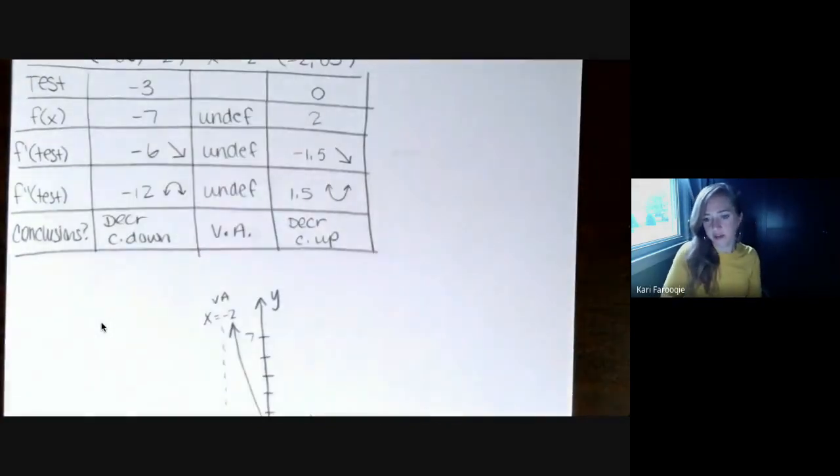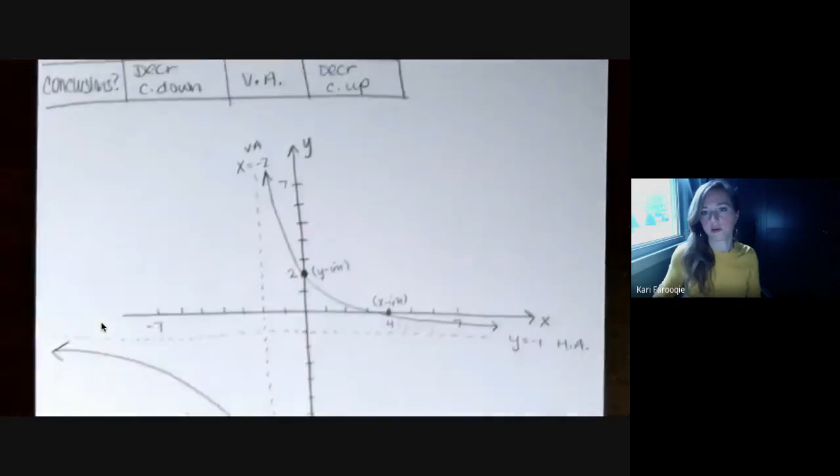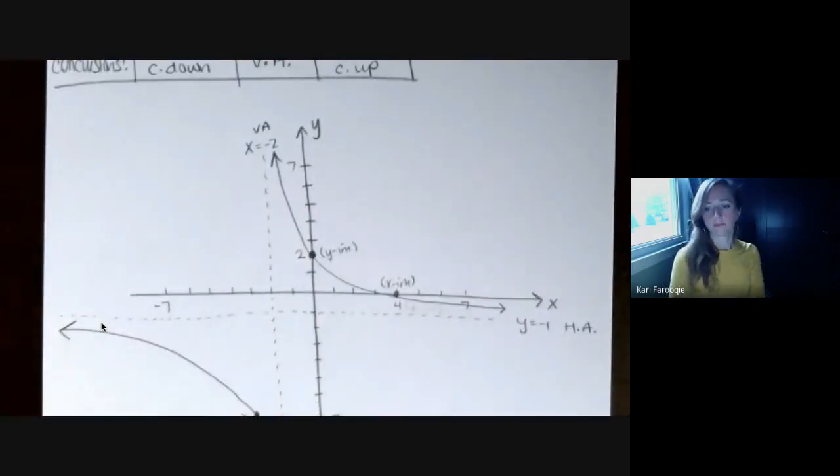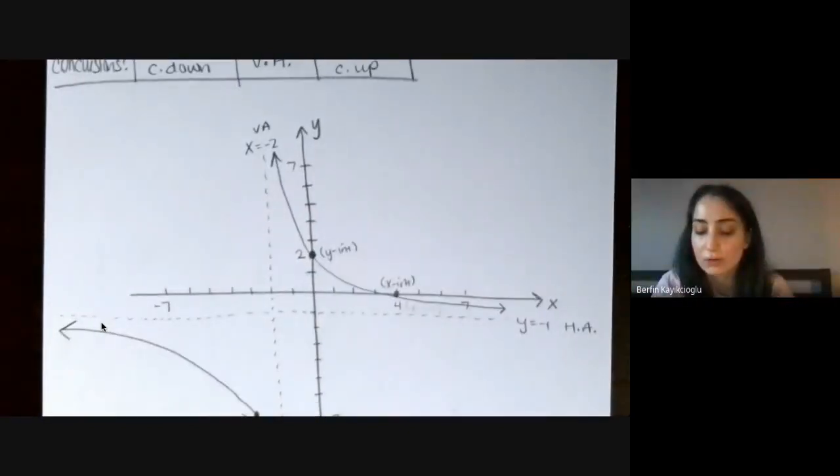Okay, that was example 1. Berfin, what's your question? So do we now use the points we got for f prime and the second derivative and the first derivative, or no?